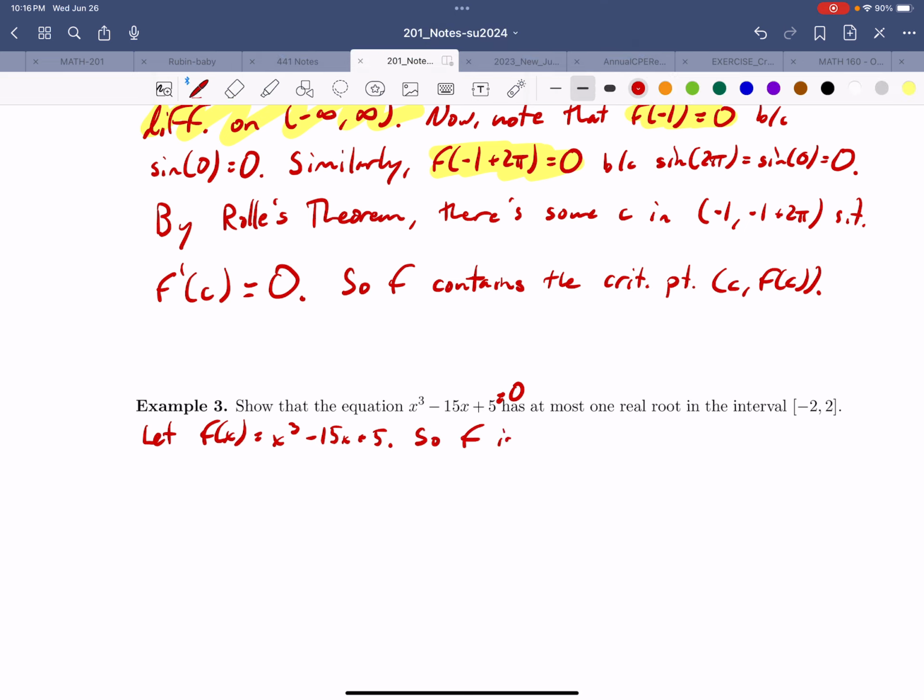So f is continuous and differentiable on negative infinity to infinity, right? And so, of course, it's going to be continuous on negative 2 to 2, differentiable on the open interval of negative 2 to 2, right? You can just sort of say it. If you know it's continuous and differentiable everywhere, then you can just say that, okay?